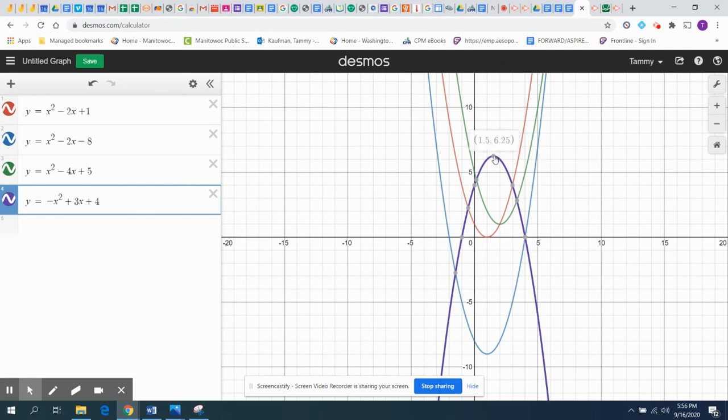All of them have a vertex. This downward facing one has a vertex, that's the maximum. These upward facing ones, that's the minimum of them. So they all have a vertex. It depends on the equation which way they're going to face. So again, those are characteristics you would think about when you're describing a parabola.